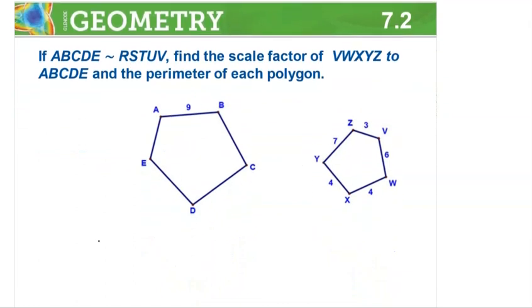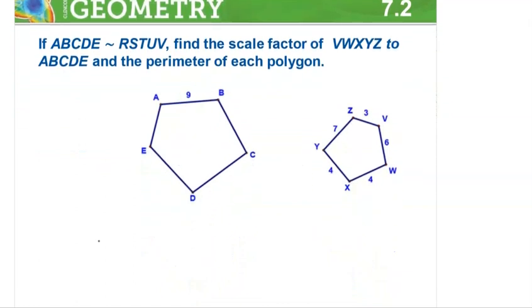And then our perimeter one. We've got to find the scale factor of VWXYZ, meaning that the number from this one is going to go on top to this one, and then the perimeter of each polygon. We're going to call this shape 1 and shape 2. So the perimeter of 1 is what we need to figure out. The perimeter of 2 we can figure out because we just add these together. So you get 7 plus 3 is 10, 6 plus 4 is 10 more, so that's 20. So the perimeter of 2 equals 24.